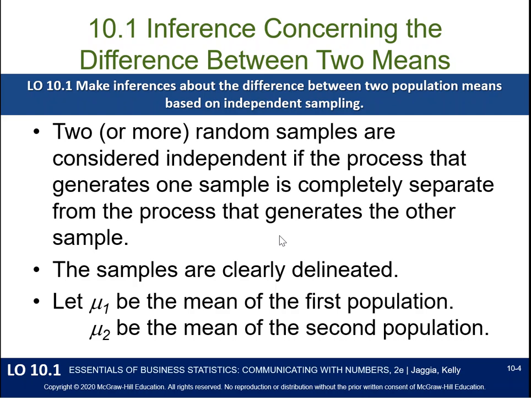If we have two or more random samples that are independent, what this means is we've collected sample one and then, completely independently, with a different data set and a different methodology, we've collected sample two. So they're completely independent. It's not like, oh, if you weren't in sample one, then you could participate in sample two. No, we did them completely independently, so the samples are very clearly delineated.